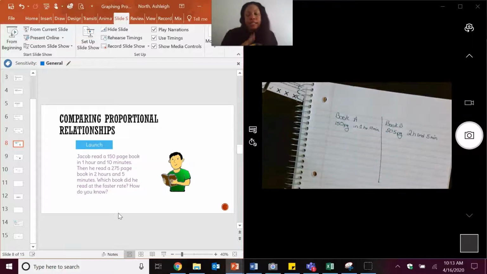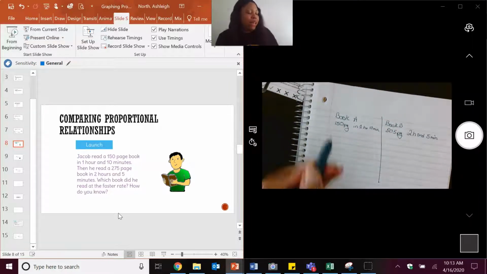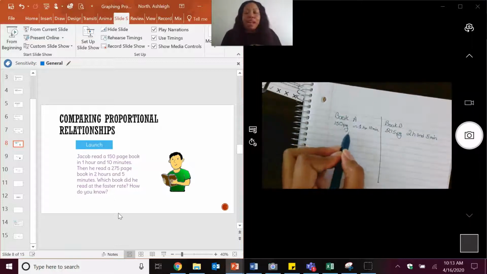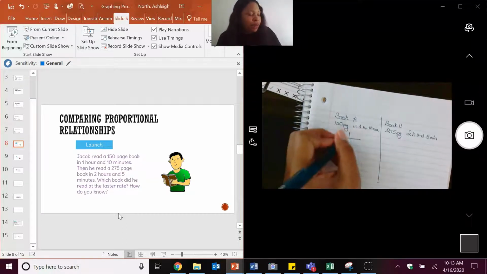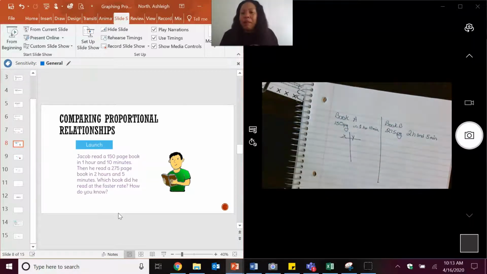So I'm going to move my hand so y'all can see again. Y'all remember Miss North is left-handed, so a lot of times we have to wait for her to finish writing. But anyway, I know that if I haven't read any pages of the book, I'm going to start off at 0, 0. No minutes, no pages, right?